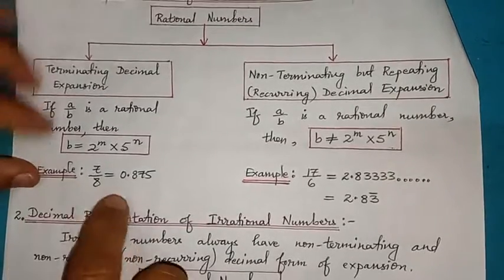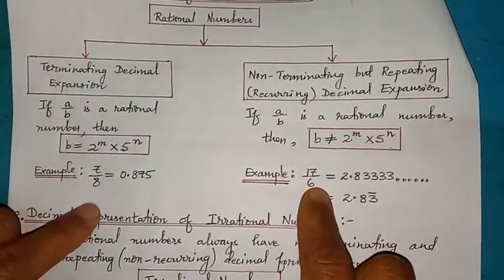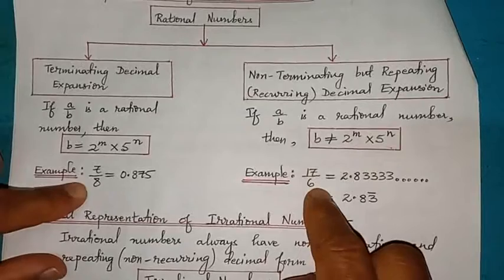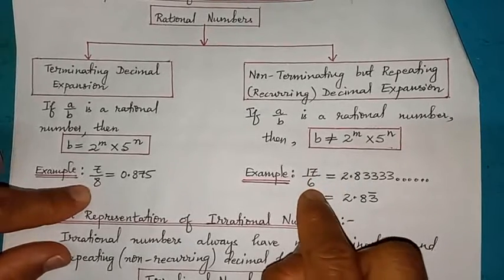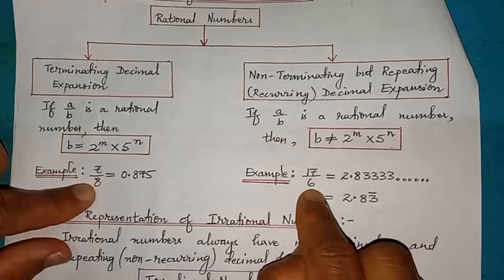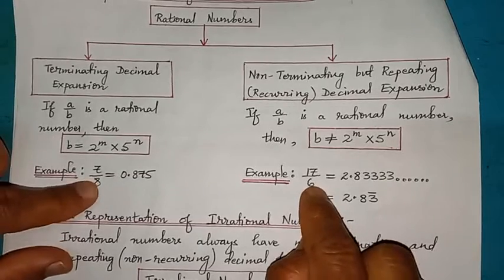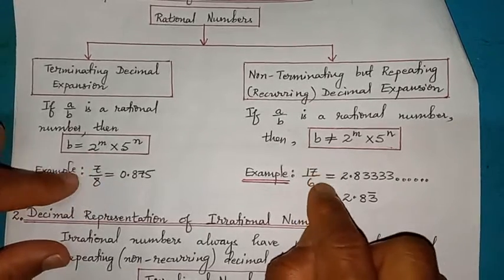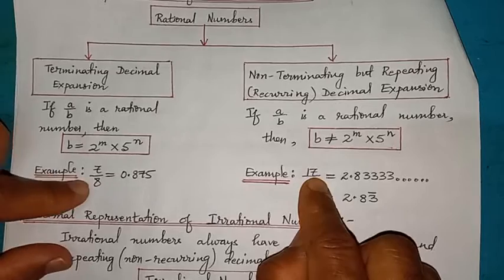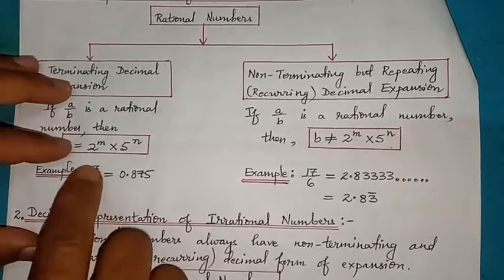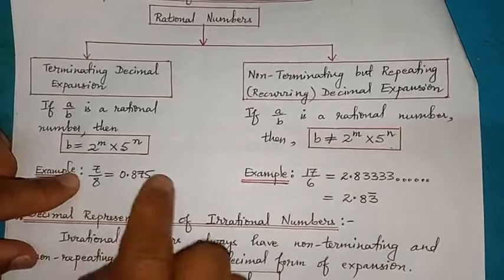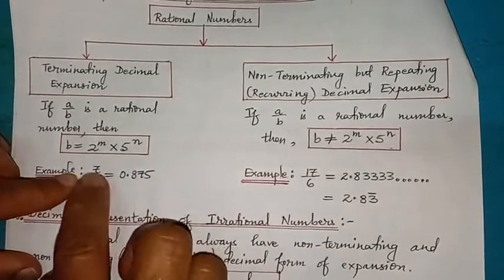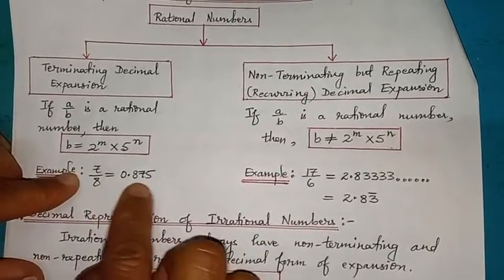Say, example 7 by 8 and 17 by 6. Both are rational numbers because they are of the form p by q, where p and q are integers and q is not 0. 8 is the denominator, 6 is the denominator, but they are not 0 and both are integers, so both are rational numbers. I've already explained in the previous video that for 7 by 8, when you do the prime factorization of the denominator 8, you'll find that the denominator will be in this form. And if you divide, its value is 0.875.